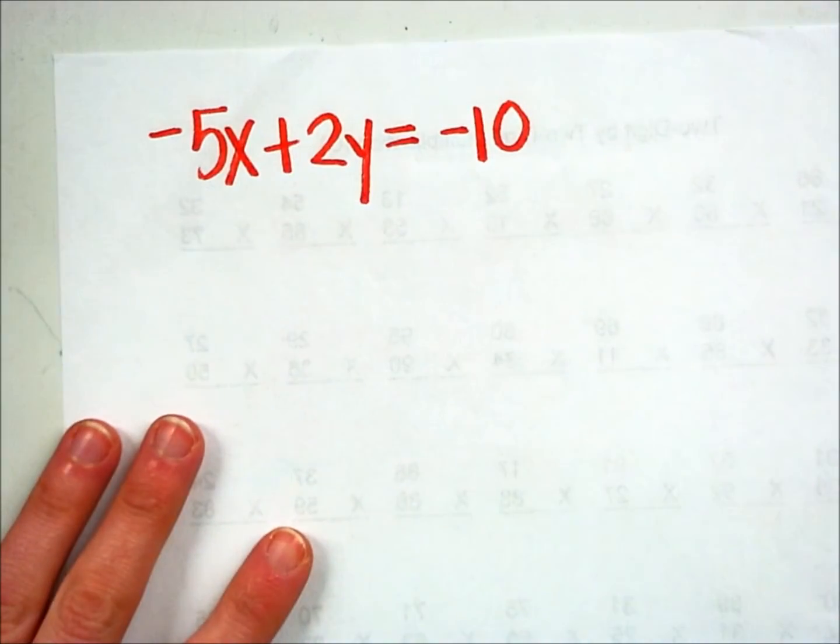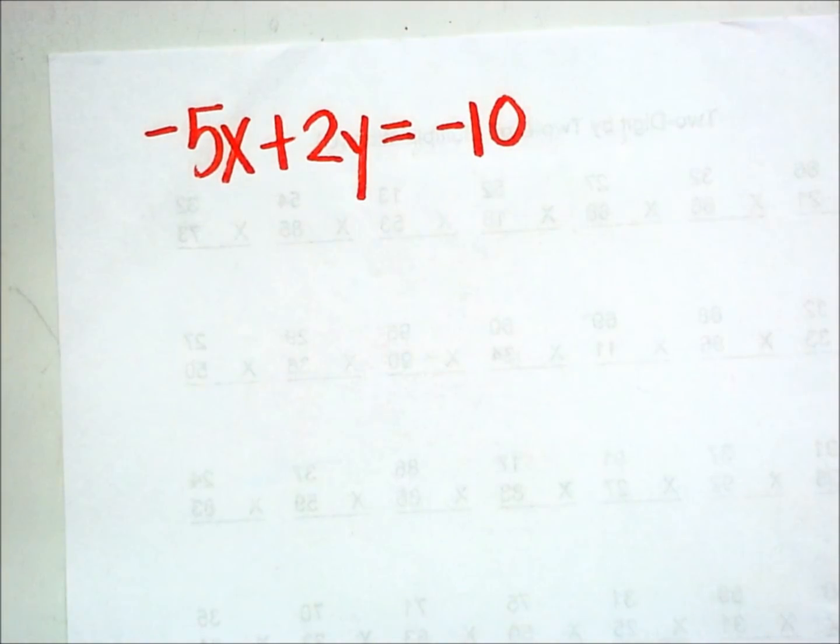Now you try one. See if you can find the x and y intercepts for the equation negative 5x plus 2y is equal to negative 10.